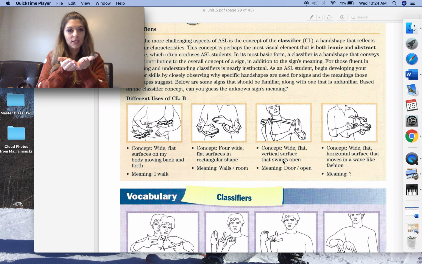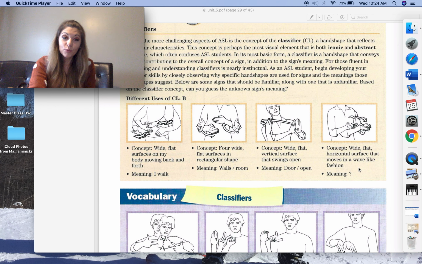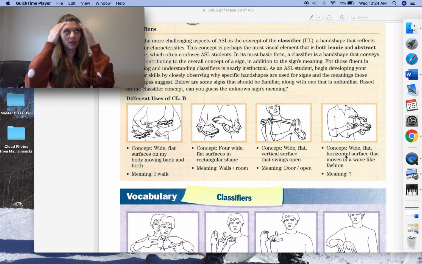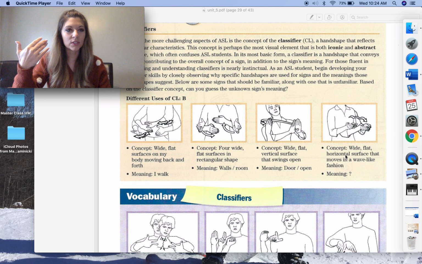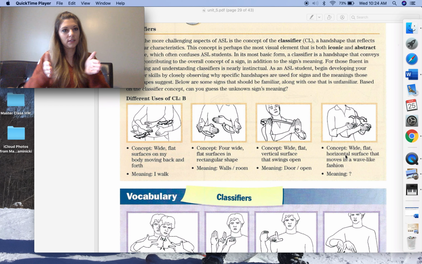And then lastly, this one you don't know yet, but like, can you think of what it is? Give me a second. Flat, wide, horizontal surface that moves in a wave-like manner or fashion. So that would be a boat. It's a boat. And then if you visualize a boat in your brain, obviously not like a yacht or something, but like a speedboat, it has that typical shape.